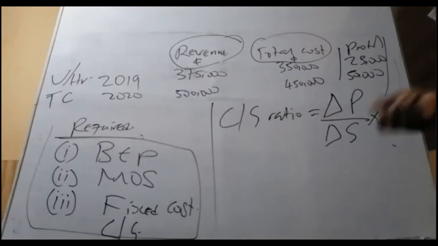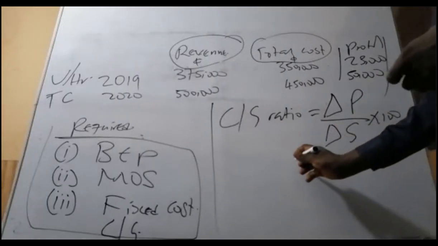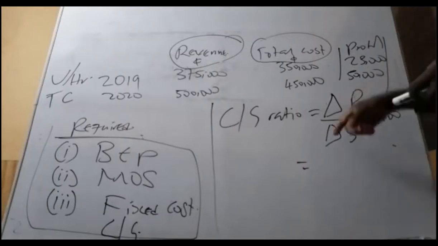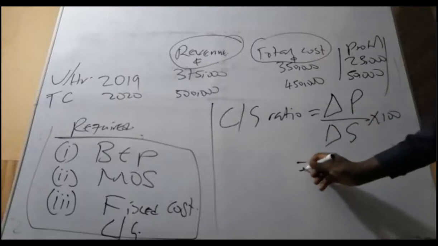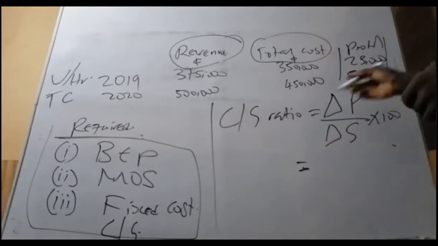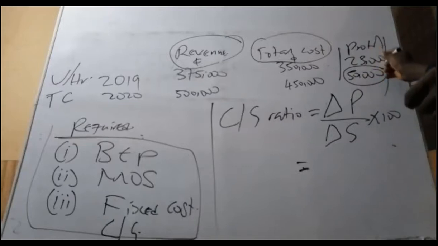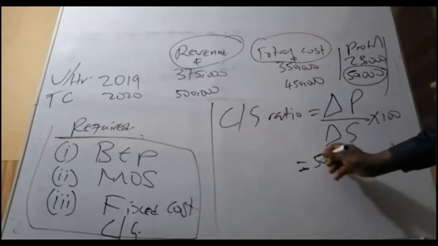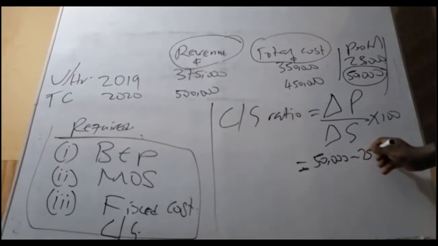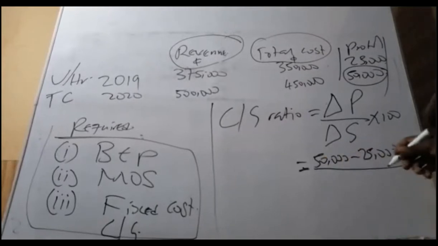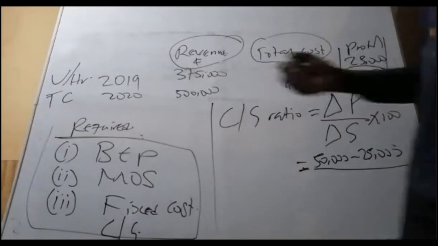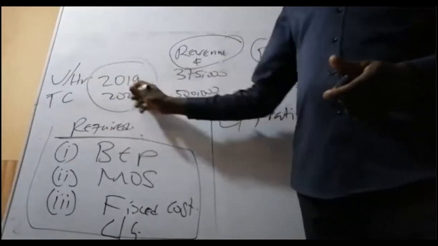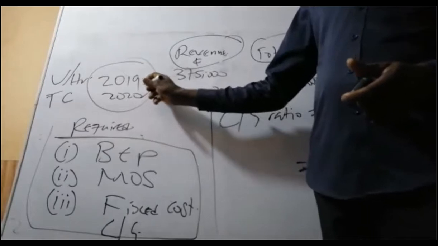So that is it. Now let's continue the game. So how do you get a change? Change simply means new minus old, right? That's a change, new minus old. So let's get the new profit. What's the new profit? 50,000 minus old profit, 25,000, all divided by change in sales. That's the new sales minus old. How do you know that this one is new, this one is old? Check the years. Current year is new, and the old, right?